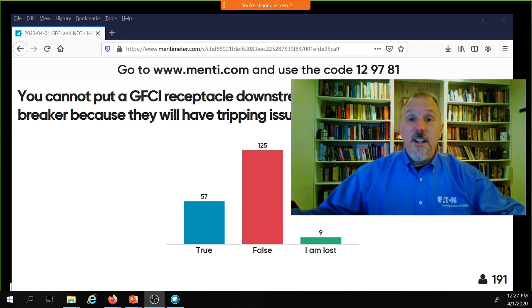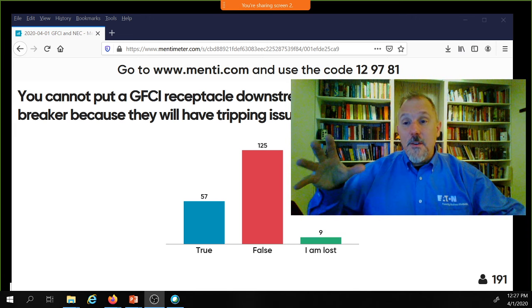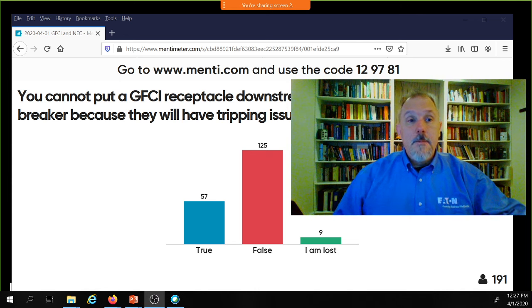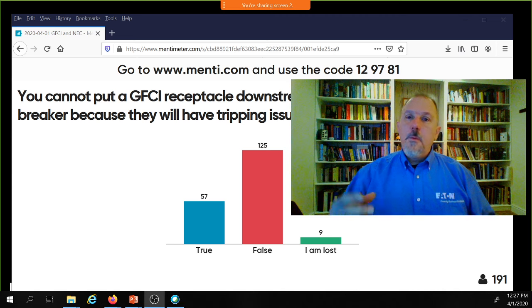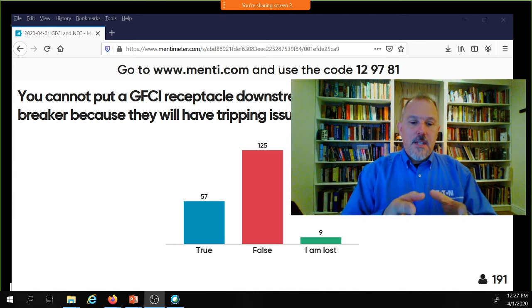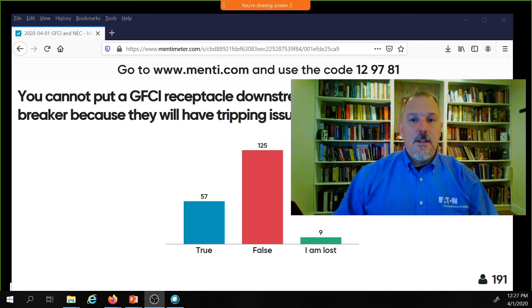I've seen some garages where it's all the same circuit, and every single receptacle in the garage had a GFCI in it. That's because whoever did that installation didn't understand that you put one GFCI receptacle in and it protects what you plug in, and anything that's connected downstream.